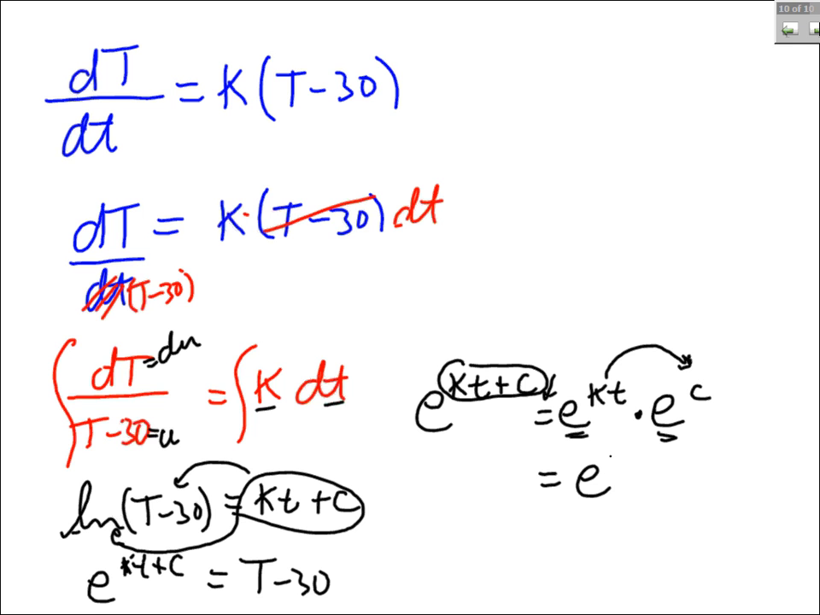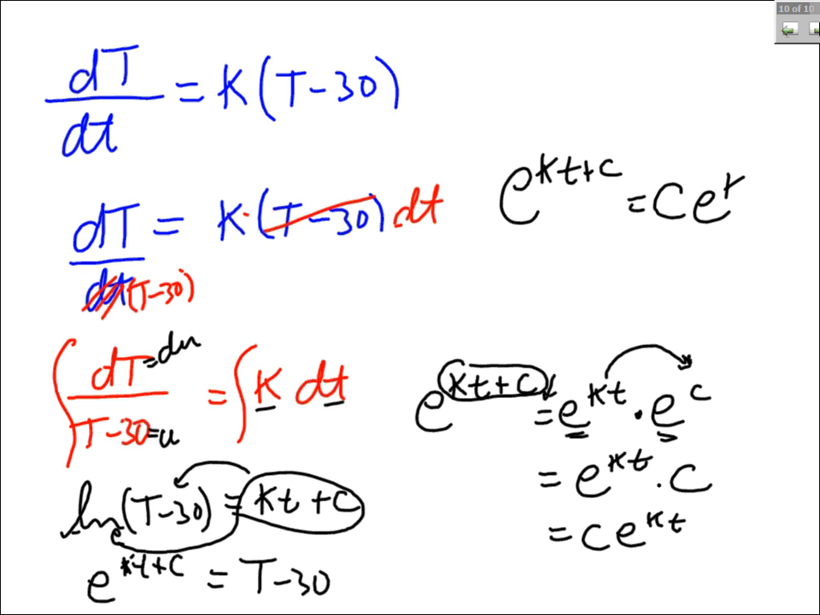So now, remember, c was just a constant. Just like e to the c is just a constant. And I'll write the constant first. e to the kt plus c. We are forever and ever going to write it that way. So, copying this down at the top, we have e to the kt plus c, which is this. This is T minus 30.